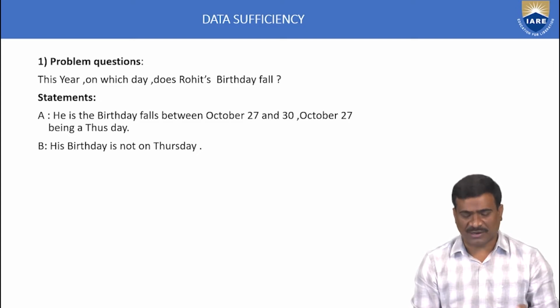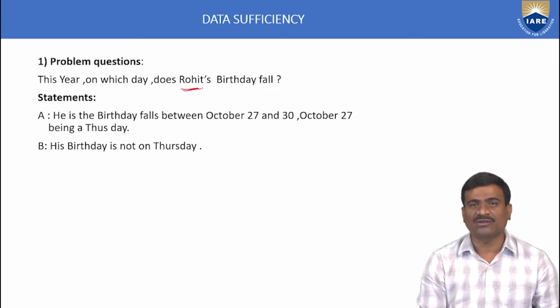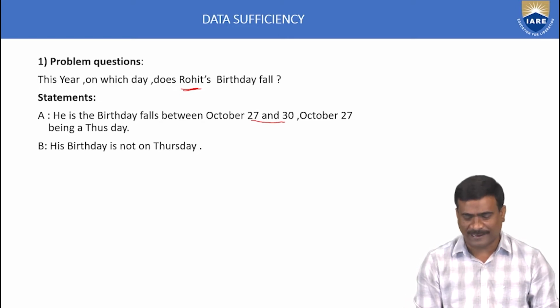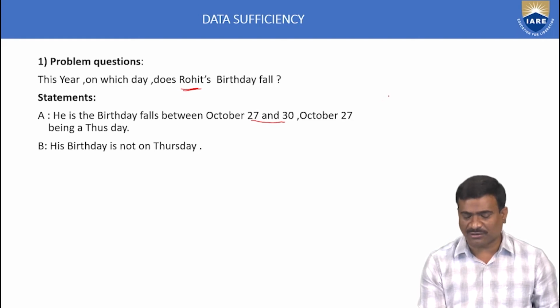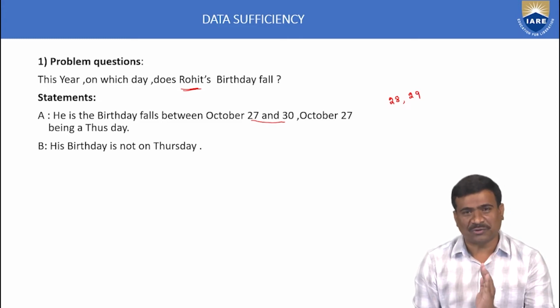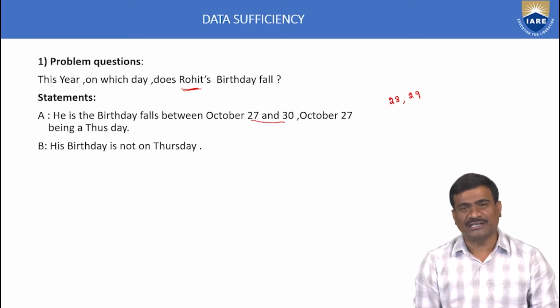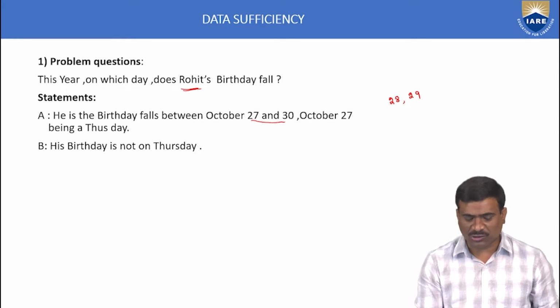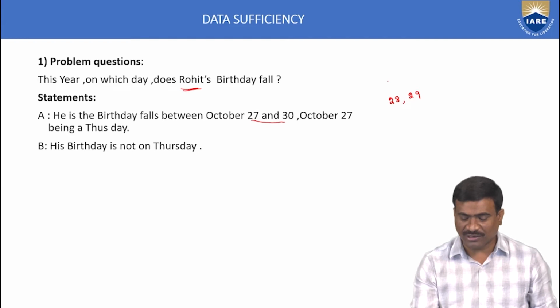Next, statement A implies we calculate Rohit's birthday date. Statement A: between October 27th and 30th indicates these two dates are not included. Only the middle values exist. Between October 27th and 30th, the dates 28 and 29 are possible. Statement A implies that Rohit's birthday is possibly October 28th or 29th. Statement A indicates October 27th being a Thursday, then the 28th is Friday and the 29th is Saturday.